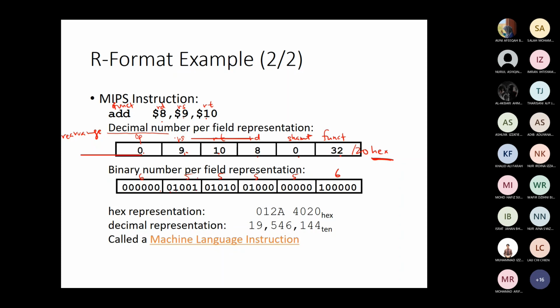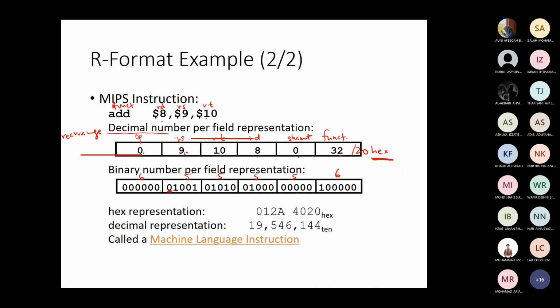So don't forget to put a 0 at the front of it, to complete the 5 bits. And then the next one is 10, which is also the same, 5 bits. So they become 01010. And then 8 becomes 01000. And then for shift amount, 5 bit 0.